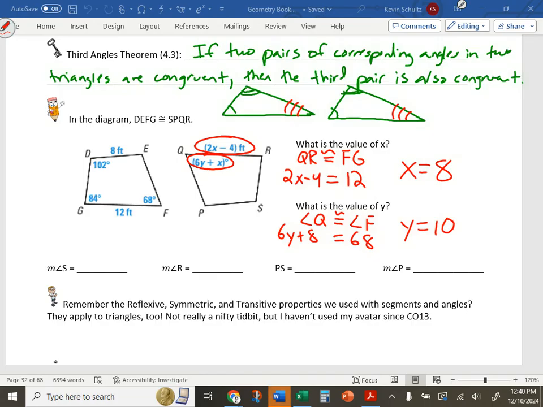Okay, and so you've got 4 to do on your own. Then it says, remember the reflexive, symmetric, and transitive properties we use with segments and angles. They apply to triangles too.